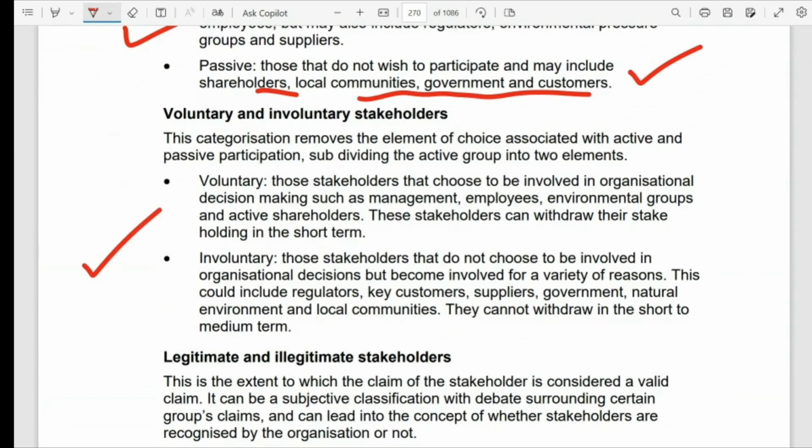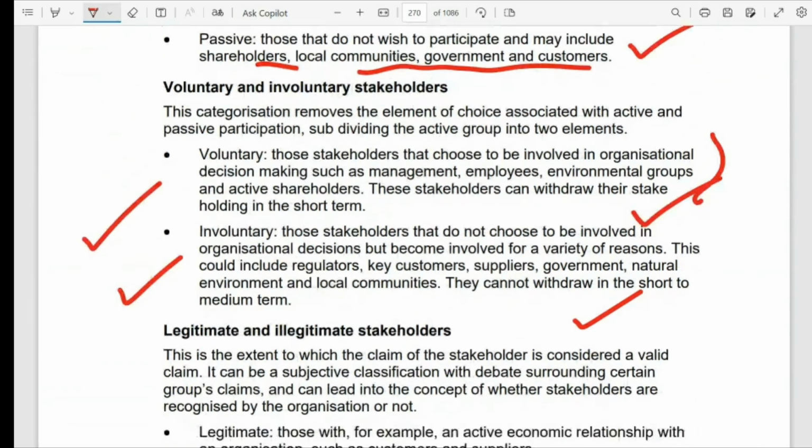Voluntary stakeholders are those who choose to be involved in organizational decision making, such as management, employees, and the groups. And involuntary stakeholders are those who do not choose to be involved in the company's operation, so they cannot withdraw in the short or medium term.